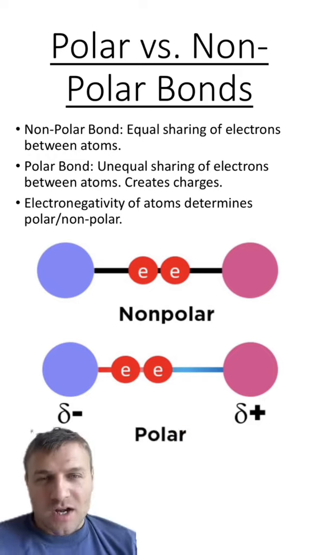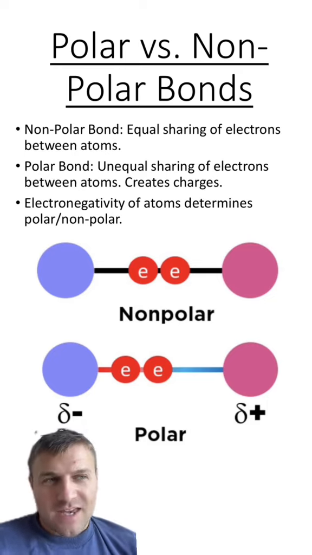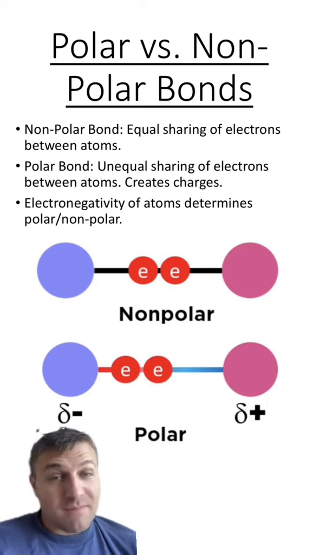This unequal sharing is due to the electronegativity of the atoms within the bonds or molecules. It's not the only thing that determines polarity, but it's one of the main factors.